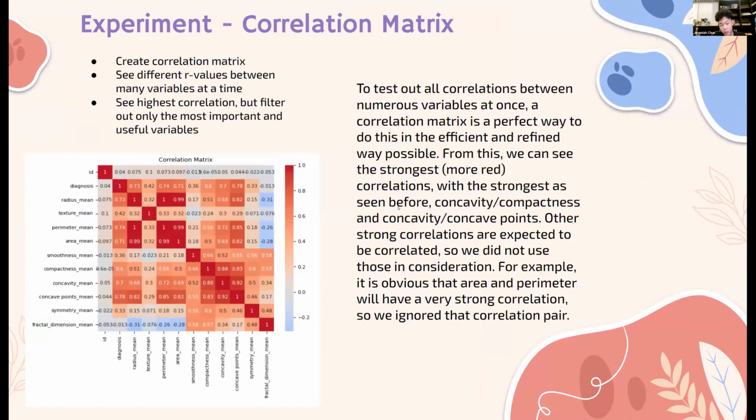So testing our correlations with separate variables using the line graphs from the previous slide can be inefficient. In order to refine this process, we instead used a correlation matrix because it's an efficient and straightforward method to visualize the strongest correlations.